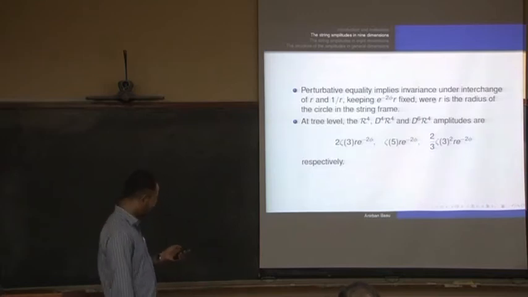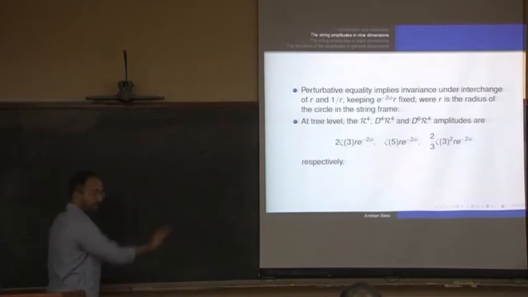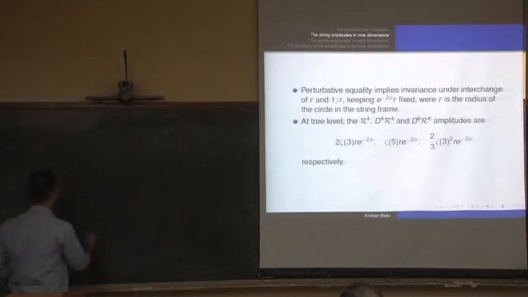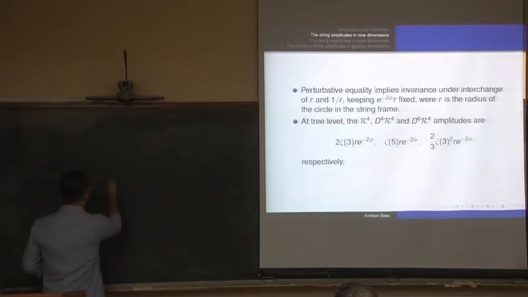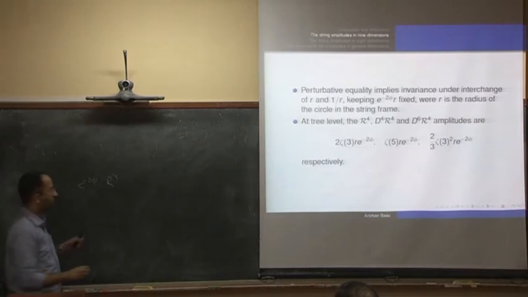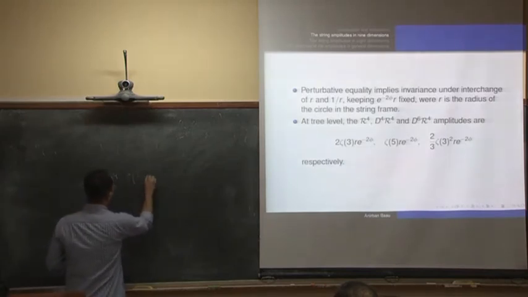For example, let me write down the general expression to be clear how they come out. At tree level you get an e to the minus 2 phi factor here, and you have R to the 4 here. At tree level, what you will get is a linearized approximation, because you're looking at the string amplitude, linear in a particular quantity, and what you get is something like this.